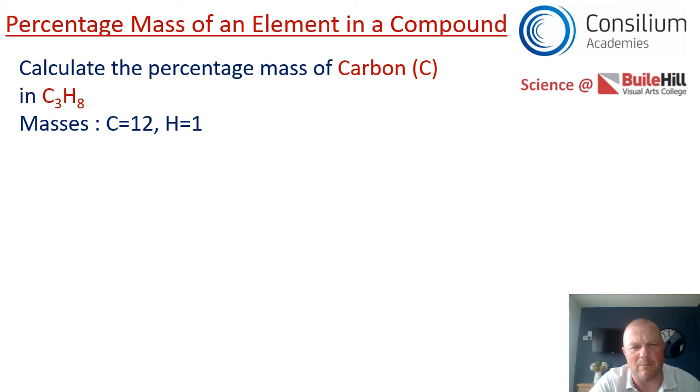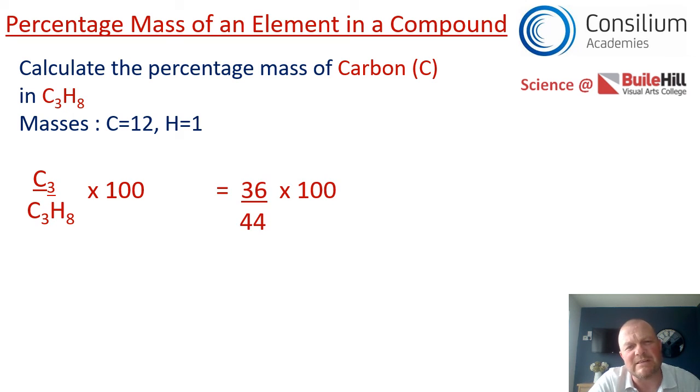Okay, so there are 3 carbons. So it's going to be C3 divided by C3H8, and then we times it by 100 to get a percentage. So it would be 36 divided by 44 times 100, and then that would give us an answer of 81.8%. Well done if you managed to do that correctly. If you didn't, maybe you want to pause the video again and go over it and see if you can get the right answer on your own.